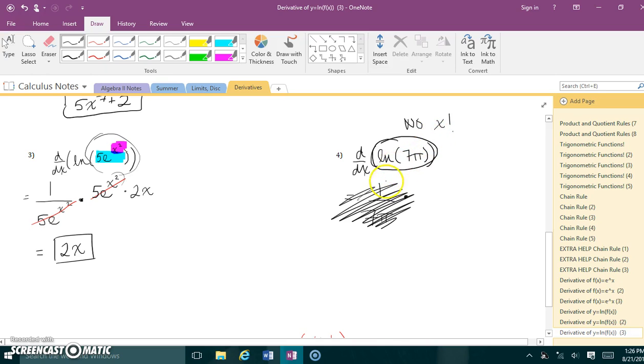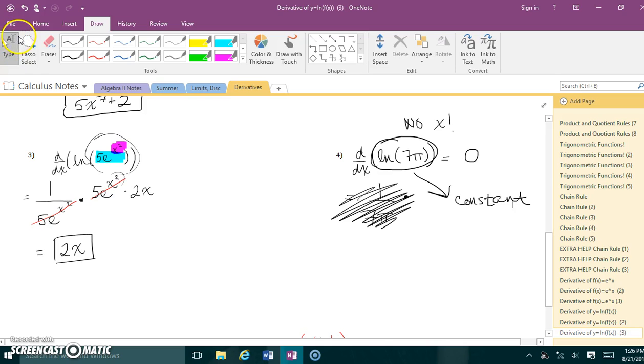So this is just a constant. 7 pi is a constant. Natural log of a constant is a constant. Derivative of a constant is 0, and that's because this is just a number. Like if you go on your calculator and type in ln of 7 pi, you're just going to get a number. So derivative of any constant's 0.